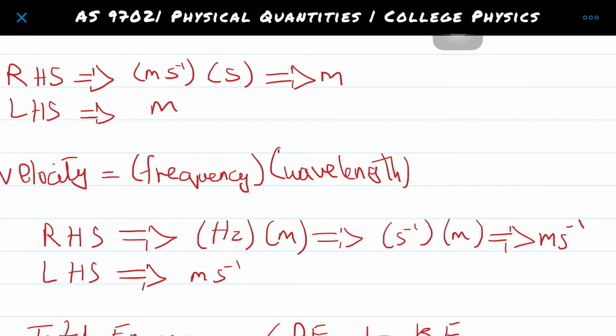Similarly, on the left hand side we already know that the base units of velocity are m s minus 1. So the base units on the right hand side of the equation are identical to the base units on the left hand side of the equation. So both the base units are m s minus 1, therefore this equation will be considered as homogeneous.